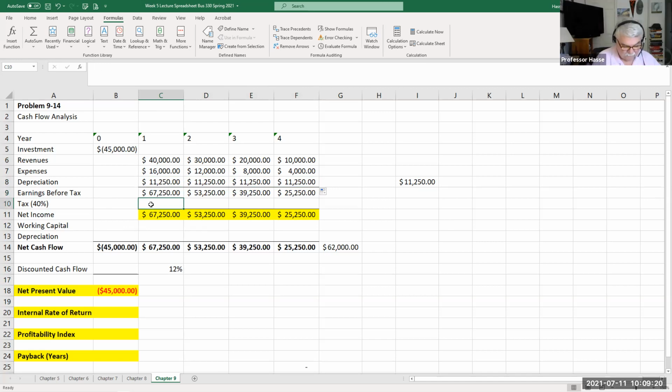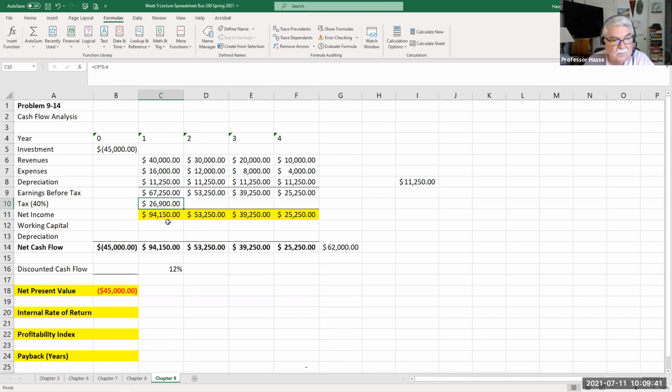Now I'm going to take 40% of that, which is our tax rate. Oops, sorry. Put in the wrong equation. There we go. Earnings times our tax rate of 40%. And there's our income tax.